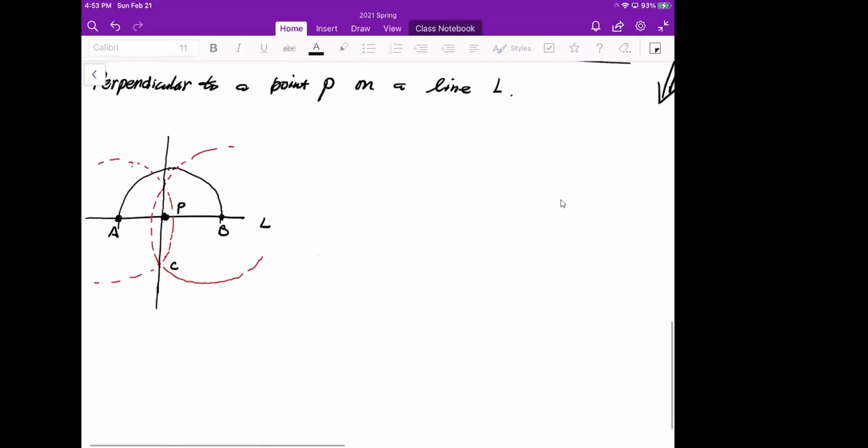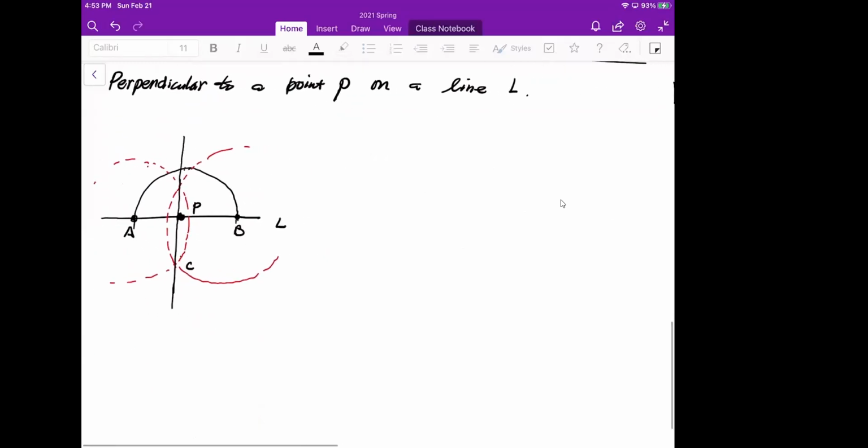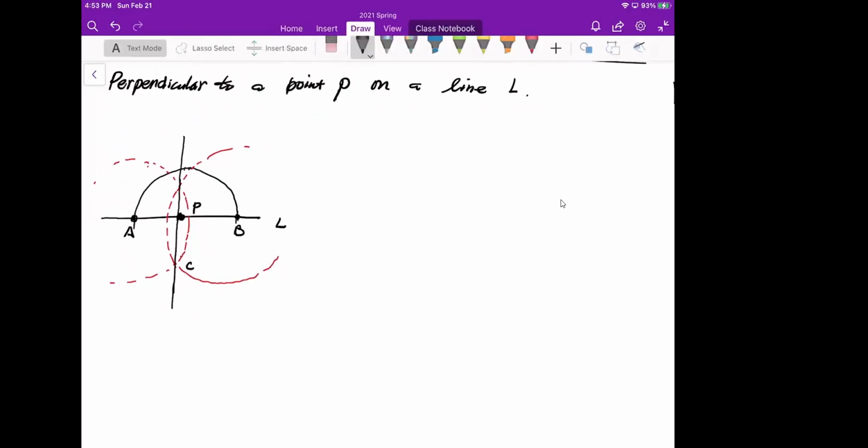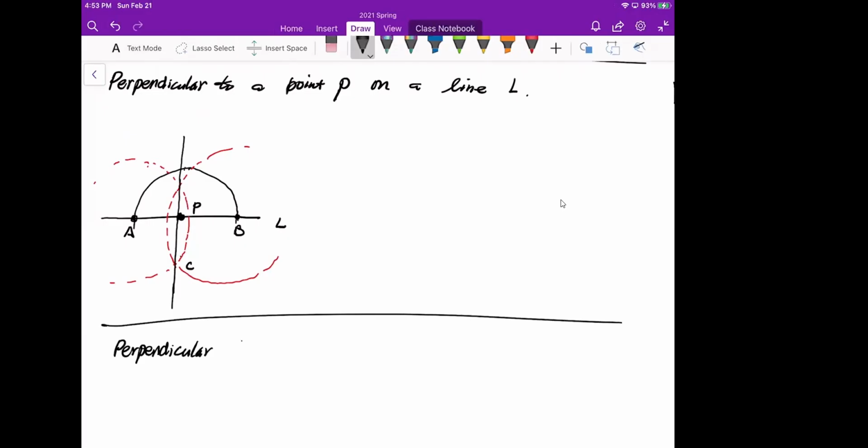Okay, next one. Well, what happens if the P is not on the line? The previous problem is that the P is on the line, right? So let's see. Suppose I want a perpendicular to a point P, but this P is not on the line, not on the line L.